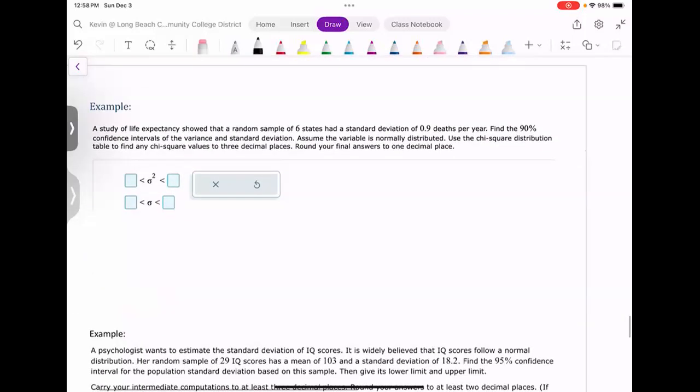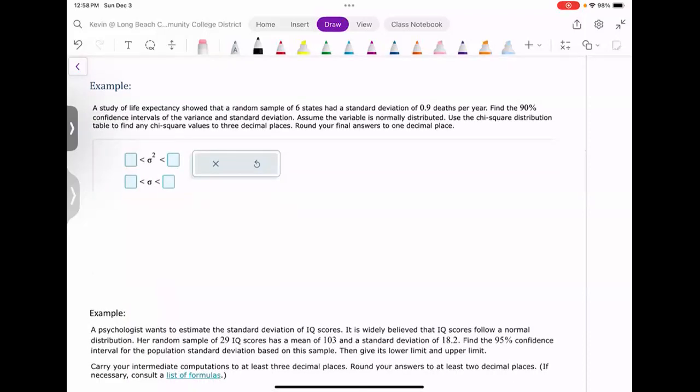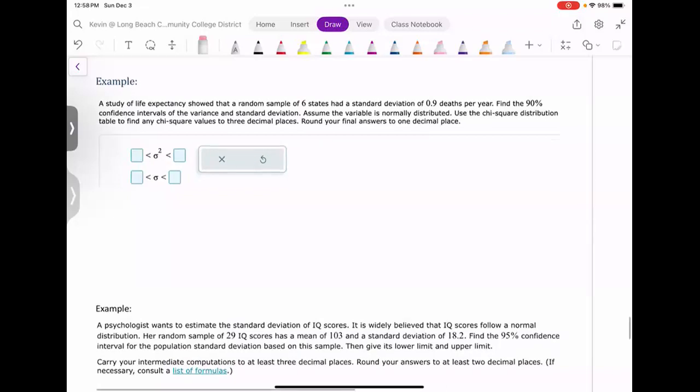All right. Here's our first example. A study of life expectancy showed that a random sample of 6 states had a standard deviation of 0.9 deaths per year. So this is our S. Find a 90% confidence interval of the variance and the standard deviation. And we have all the bells and whistles. We'll go to 1 decimal place.